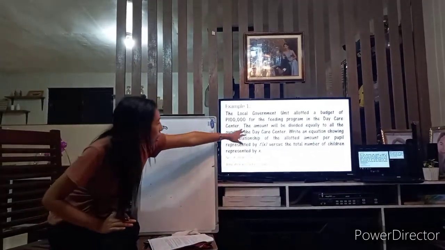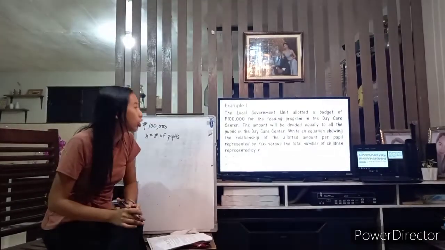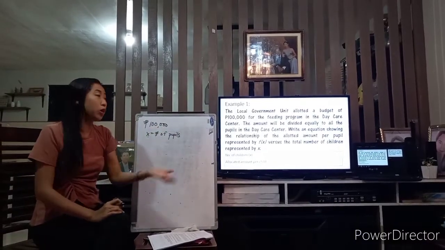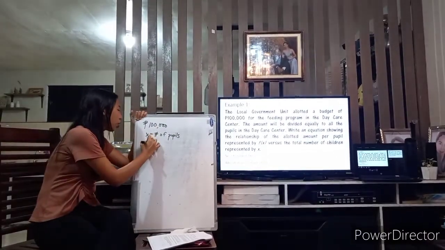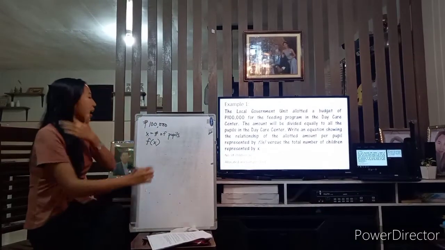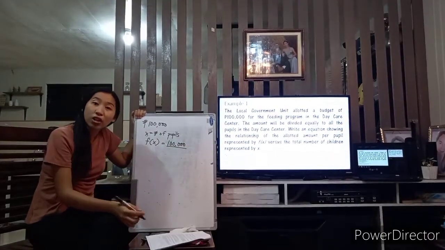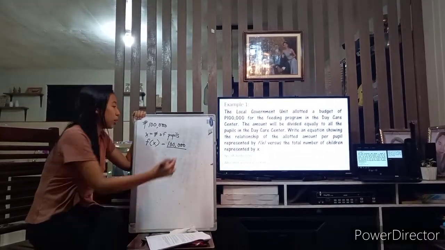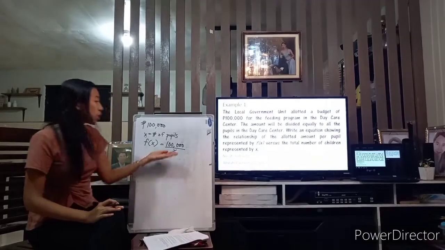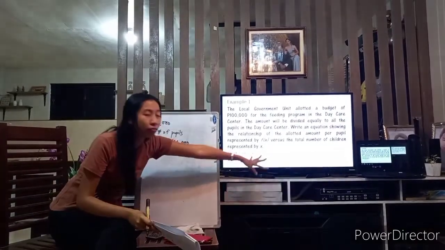So, ang ihang gingon sa second na sentence is the amount will be divided equally to all the pupils. So, atong i-divide ang imong budget sa imong number of pupils, which is your x. Now, we are going to represent this function as f of x because it is stated there in your problem. And we are going to write 100,000, and then I-divide siya equally by the number of your pupils, which is x. So, yun nga niya ang atong mathematical model. Now, using this model, we can now solve for your missing data there.